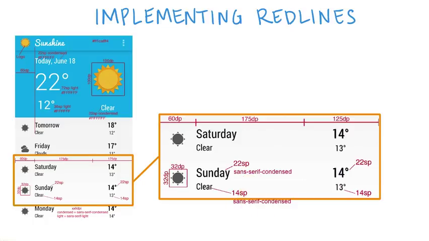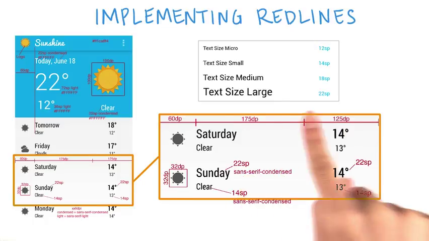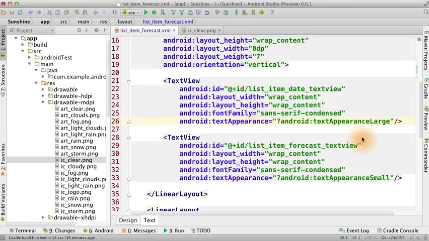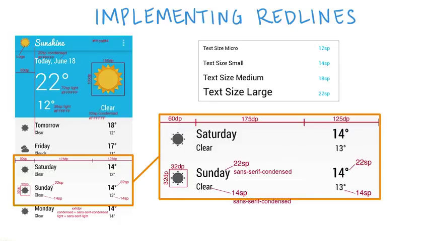Hence, when the redlines say that the date text should be 22 SP for font size, we could specify Android text size to be 22 SP, but the text appearance large attribute already maps to that value. Note that the font sizes are specified in SP and not dips. SP stands for scaled pixels, so you can scale with the device font size. In our app, we specify text appearance large and text appearance small, which will give us 22 SP and 14 SP respectively. The default font color is black, so we don't need to specify the Android text color attribute on our text views.